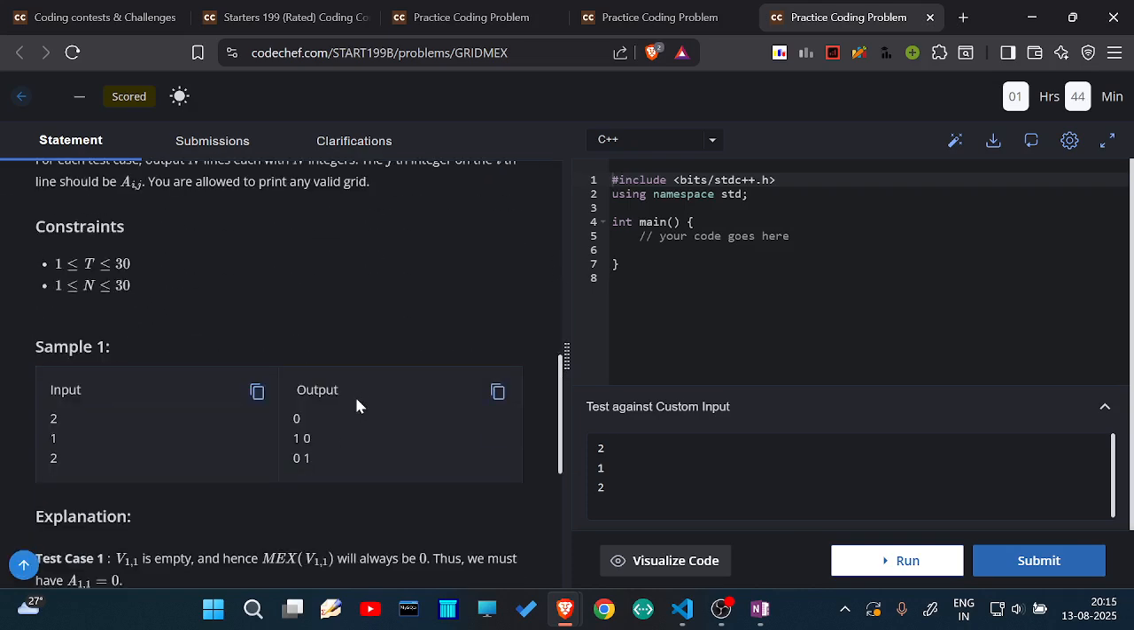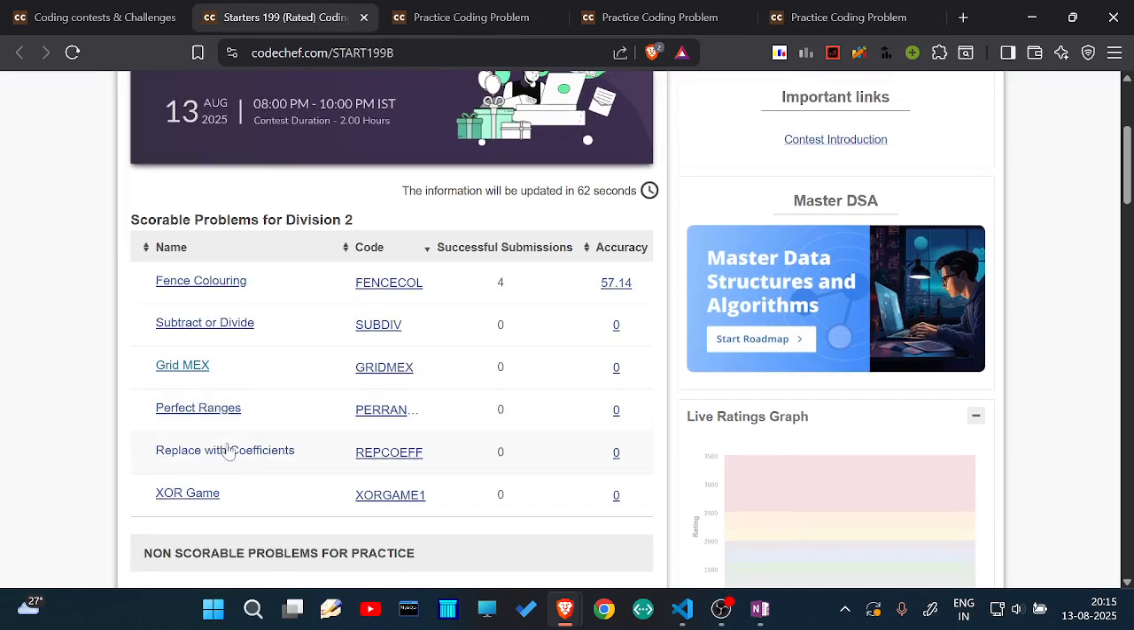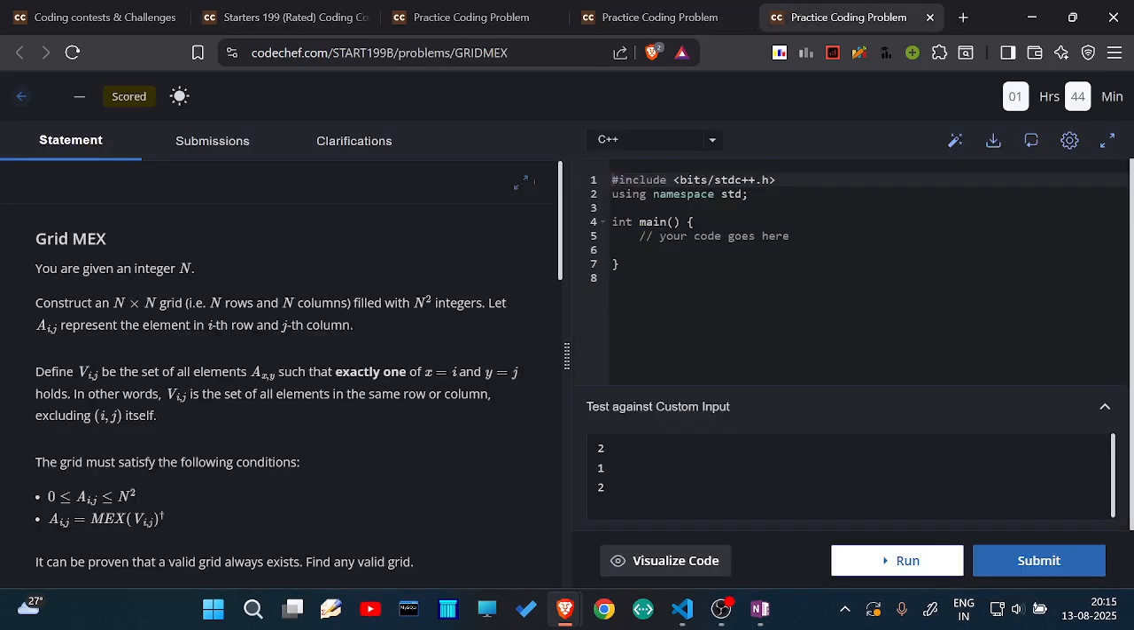So what is this problem? Positively we will solve this problem. Let's see if I can solve it. Okay, with the set of elements a x y. We have to construct a grid. Set of a x y such that x equals i exactly 1, x equals i, and y equals to 3 forms.